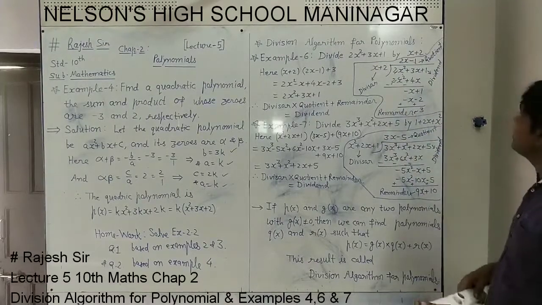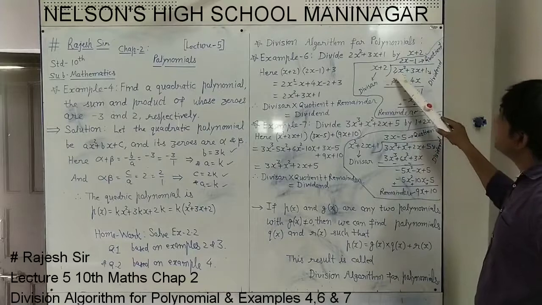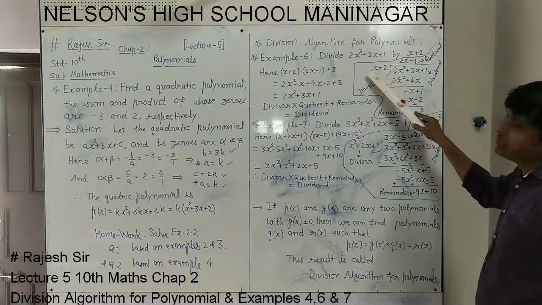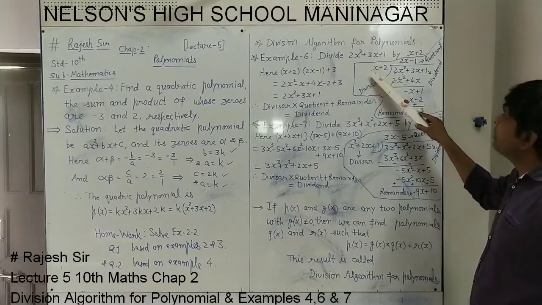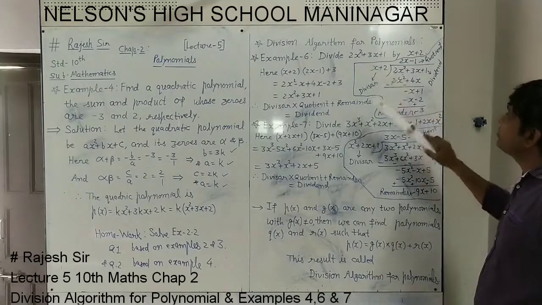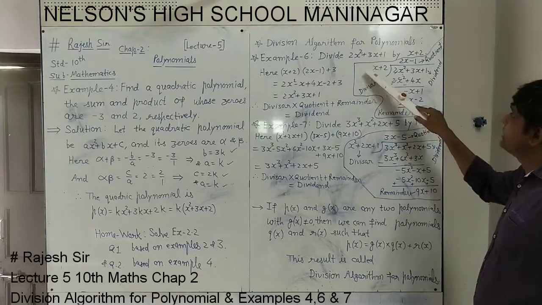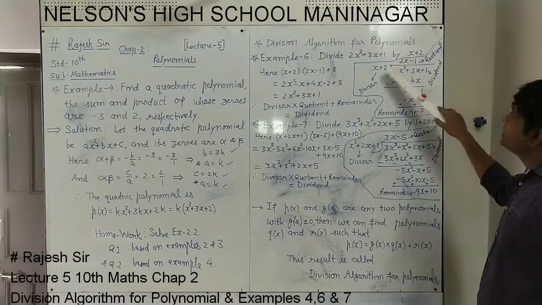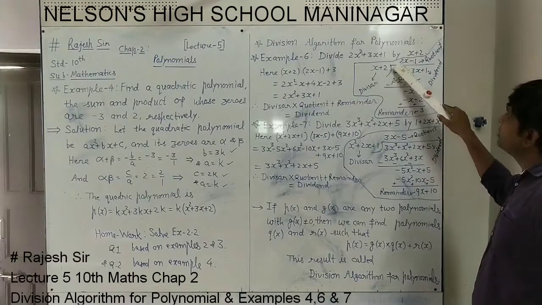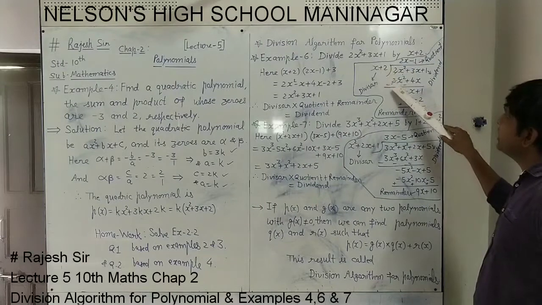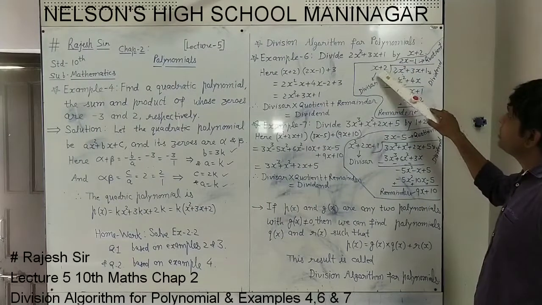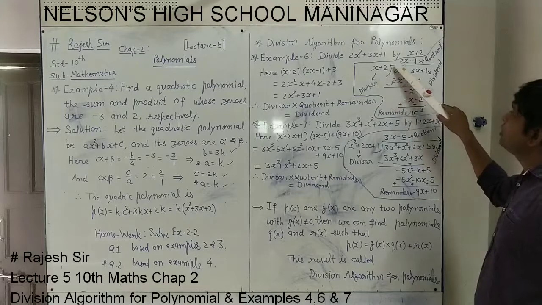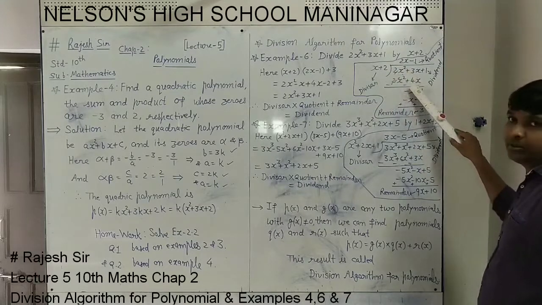So how do we divide? We need here 2x square and here we have x. So in x, how much will we multiply to get this 2x square? We will multiply 2 and x. So 2x is written here. Now by 2x, this x plus 2 should be multiplied. So 2x into x, 2x square here, and 2x into 2 will be 4x here.